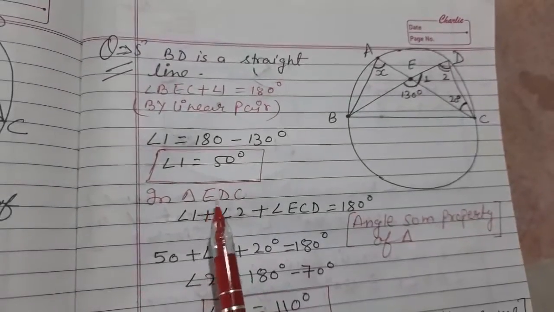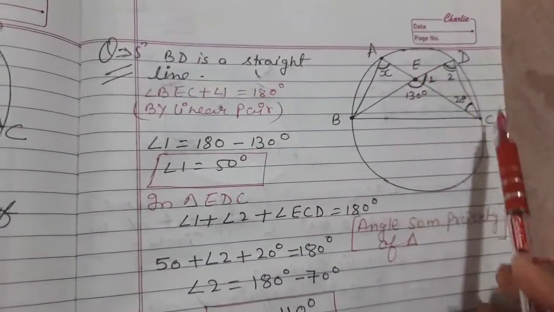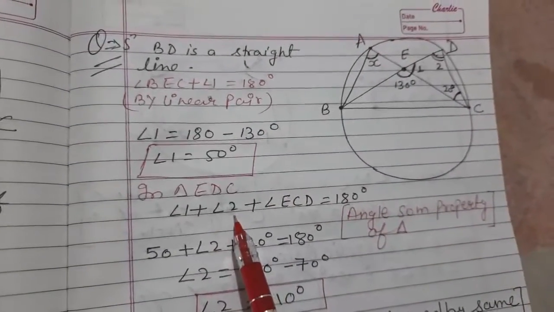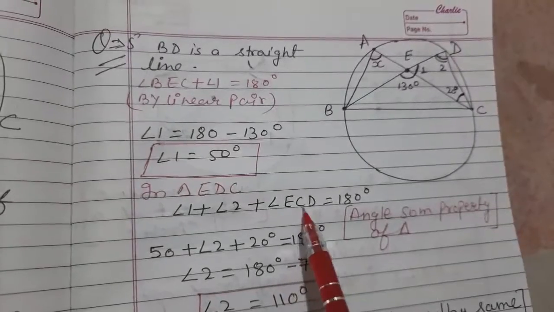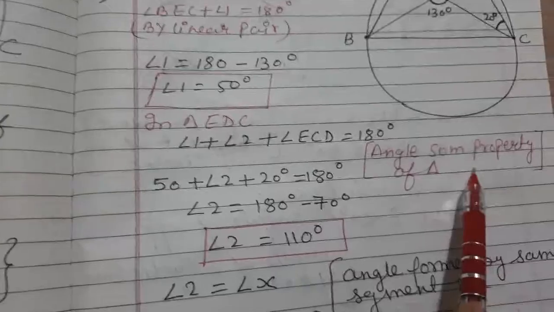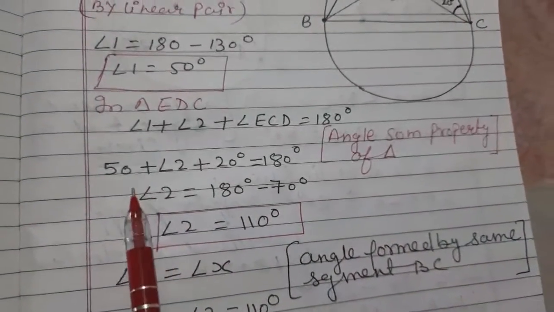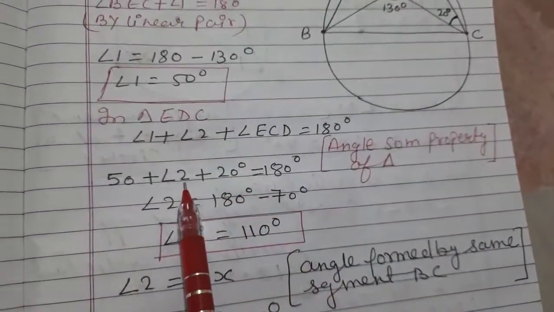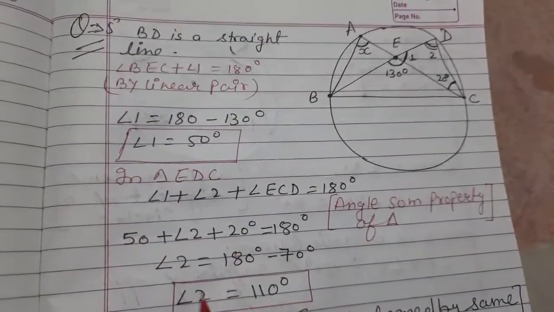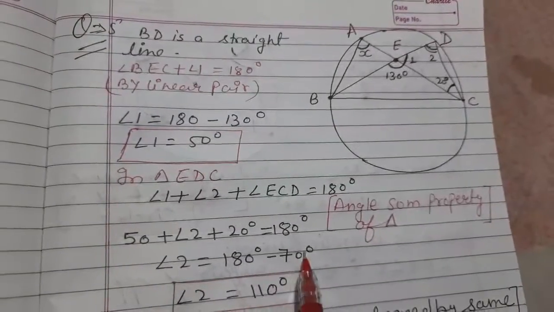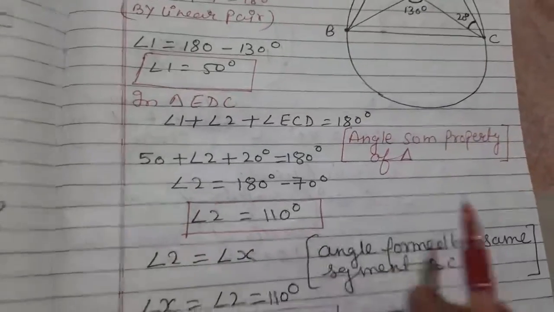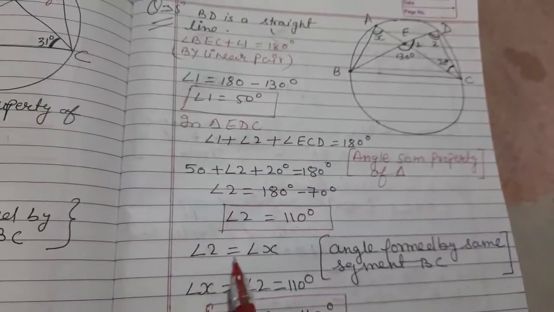Now in triangle EDC, two angles we have: angle 1 we have, plus angle 2 we don't know, plus angle ECD is equal to 180 degrees by the angle sum property. This is 50 degrees, we just calculated. Angle 2 we have to find out, and this angle is given as 20 degrees. So angle 2 will be equal to 180 minus 70 degrees, which is equal to 110 degrees. Okay. So now angle 2 is equal to angle X.